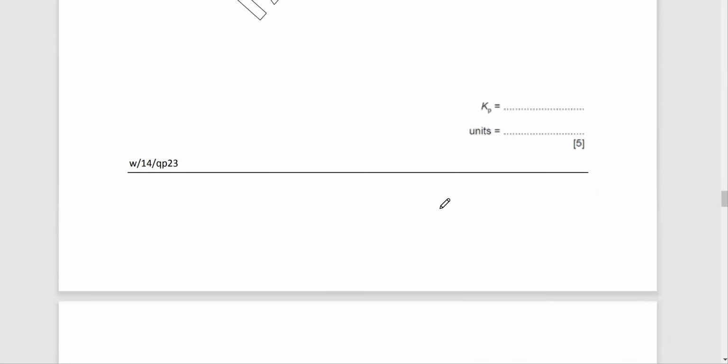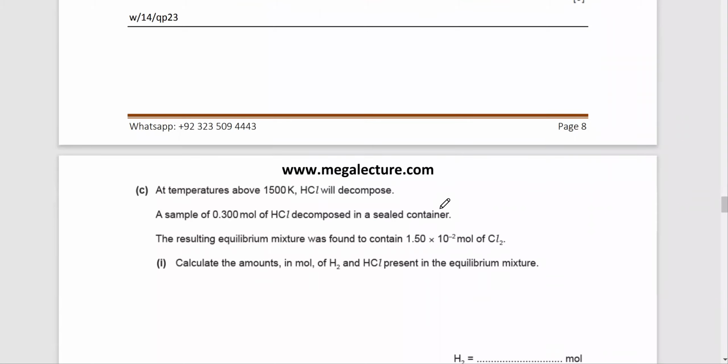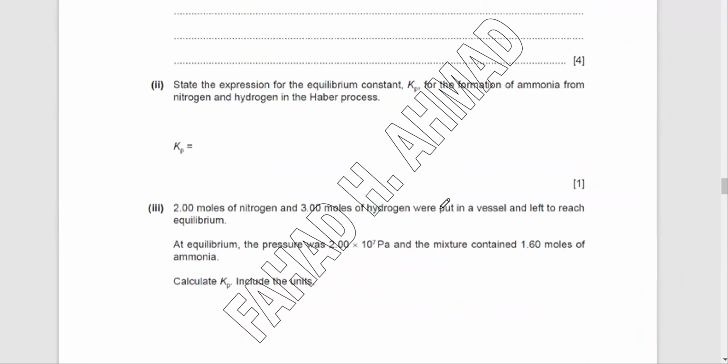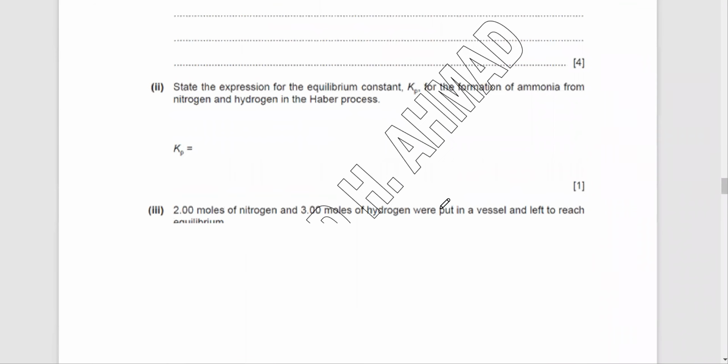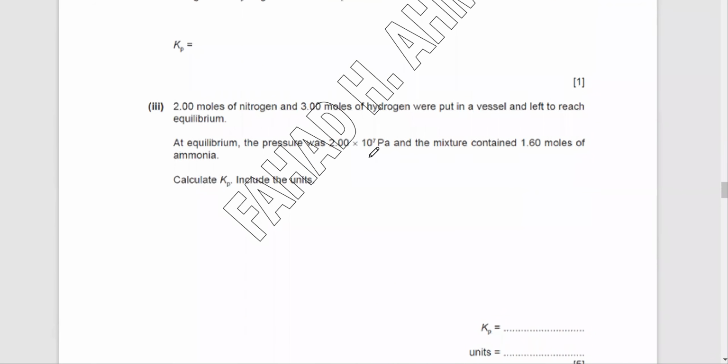Sir, what is the units for KP? Every time it has to be different. For example, if you're talking about this question, this one is about the Haber process. If you're dealing in pascals, the units are going to be in pascals. The Kp for the Haber process is going to be the partial pressure of NH3 squared, divided by the partial pressure of N2 multiplied by the partial pressure of H2, cubed.